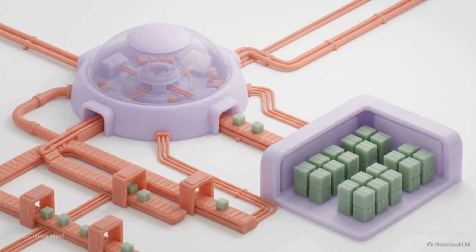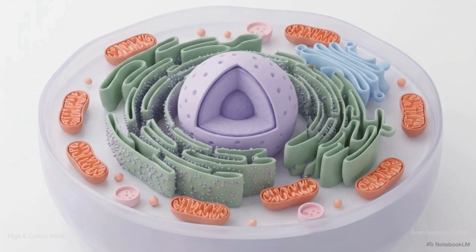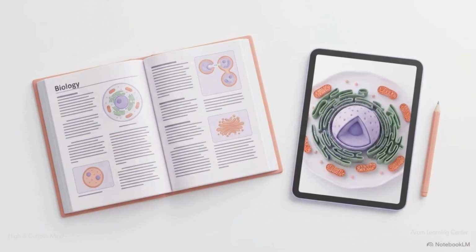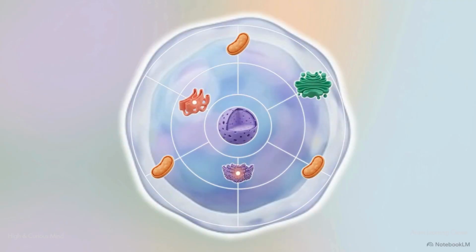Imagine a high-tech manufacturing plant operating 24 hours a day. It requires a central command, dedicated power grids, assembly lines, and a shipping department. A single microscopic cell functions with this exact level of industrial complexity. To master your biology exams, you need to understand the logistics of this manufacturing process. We are going to map out the physical layout and the specific departments of the cell so you can visualize how it builds the components of life.